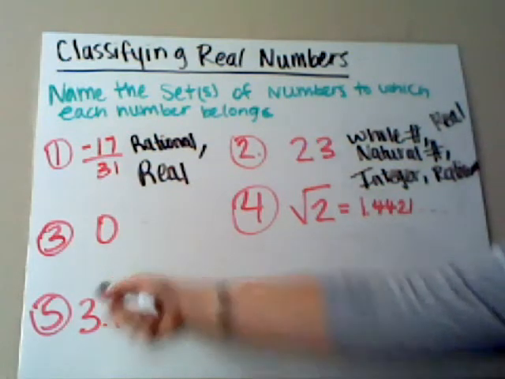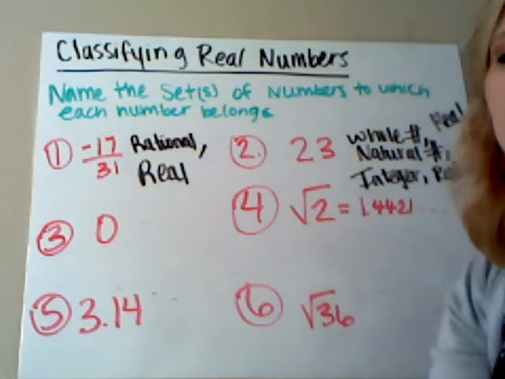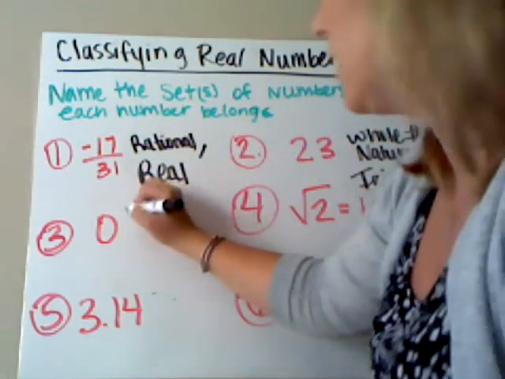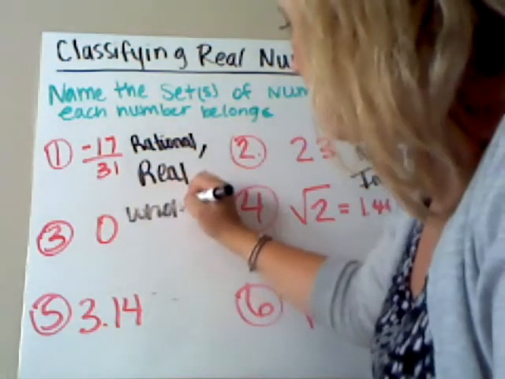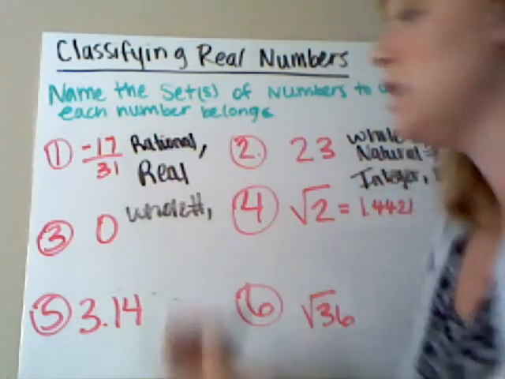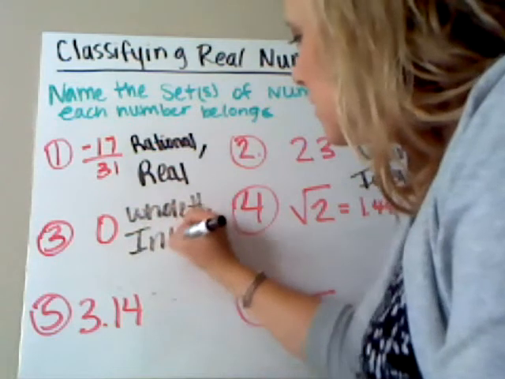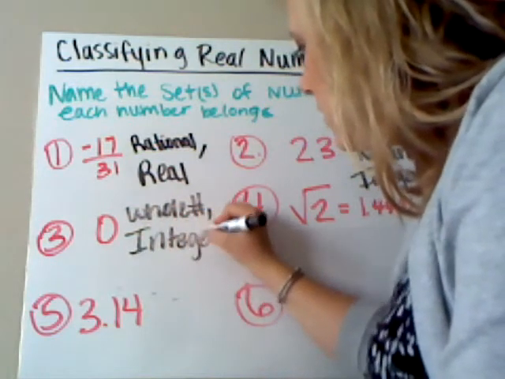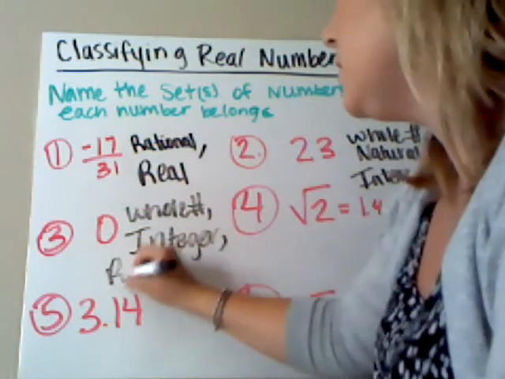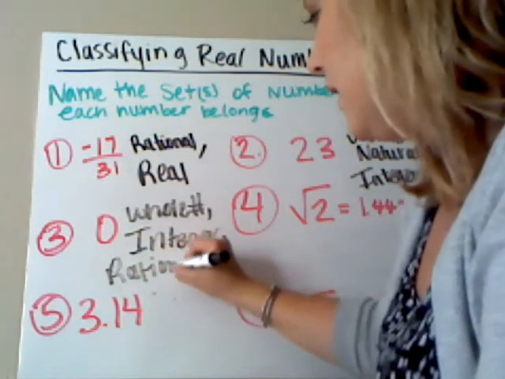Next one, 0. 0 is a what? Is it a natural number? No, natural numbers don't include 0. This is a whole number. It's also an integer. And all of these fall under what kind of numbers? Rational and then reals.